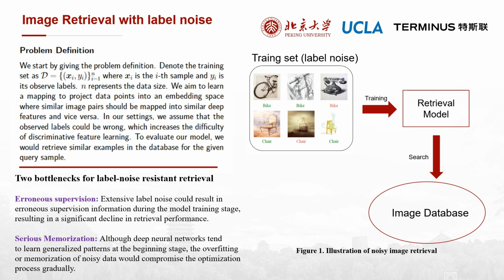There are 2 challenges in this task. The first one is error-prone supervision. Extensive label noise could result in noisy supervision information during the model training stage. And the second one is serious memorization. The overfitting of noisy data would compromise the optimization process gradually.